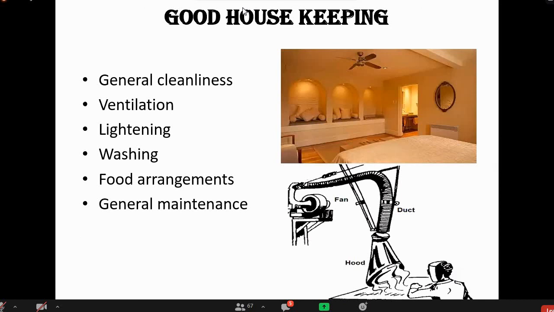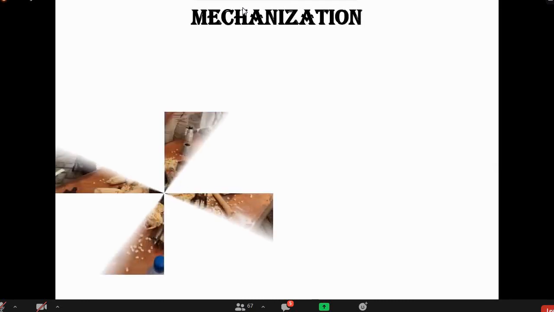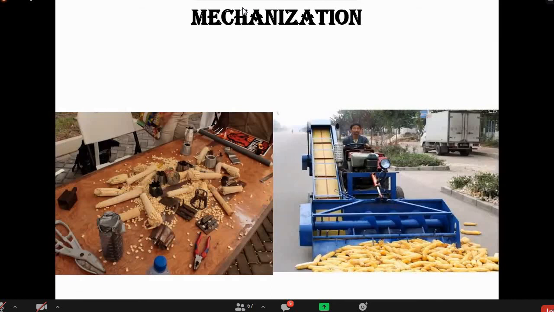Then you have to have good housekeeping. It should be neat and clean. Proper jharu pocha should be done. Proper mopping should be done. Okay.